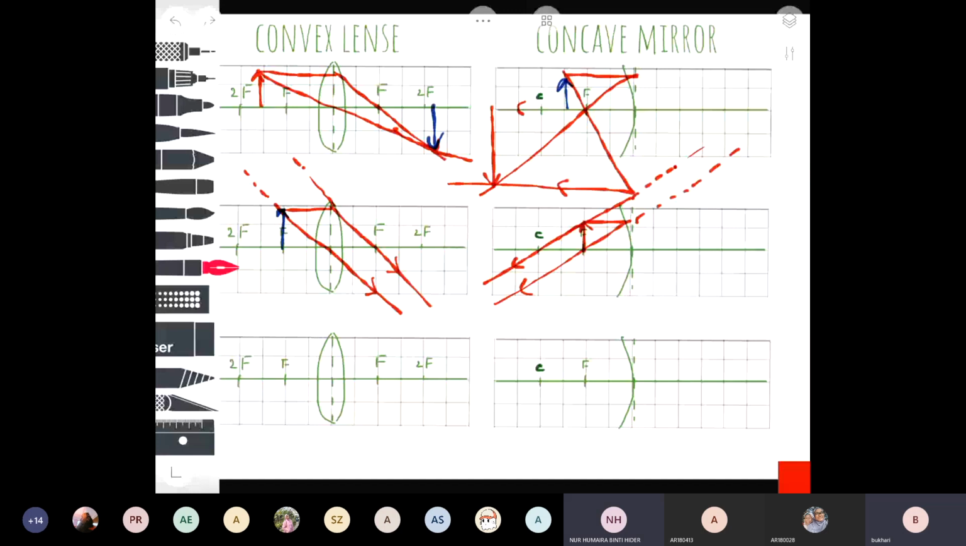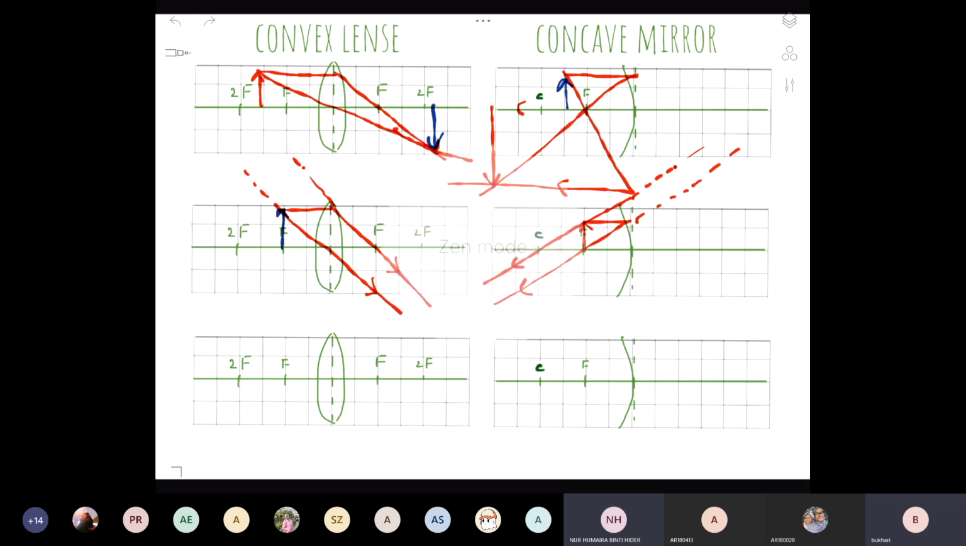Okay, now we apply the next. What if the object is closer than F? Okay, this is a line and this is a line. So what happens is there is no intersection because the light diverges. So there is no intersection.